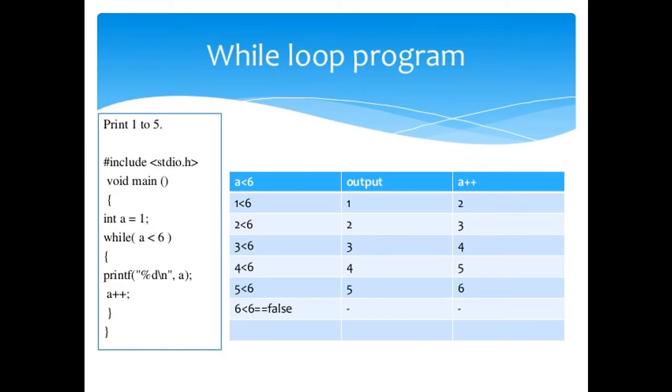It goes on until the a value will be 6. 6 less than 6. The condition is false. Then it will exit out from the loop. So the output will be 1, 2, 3, 4, 5.